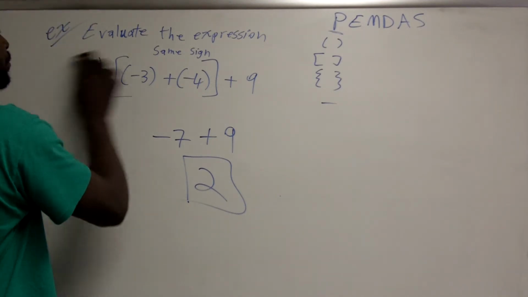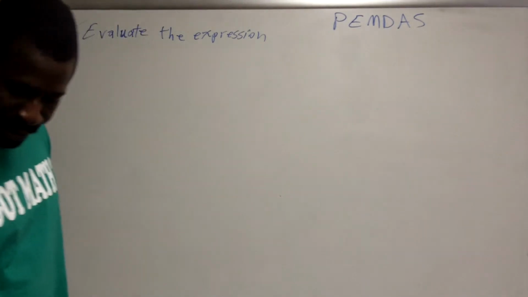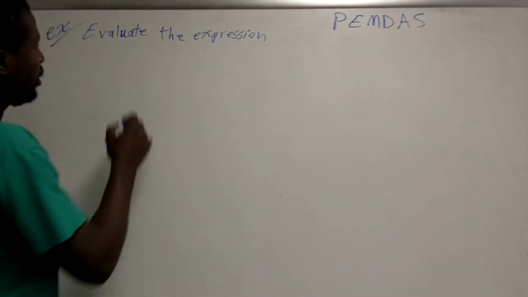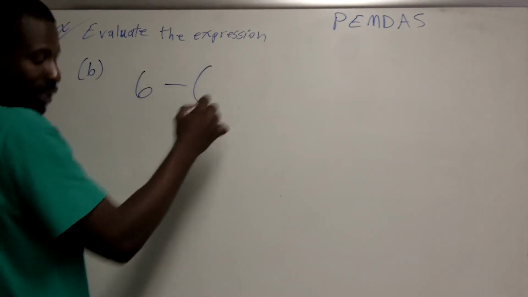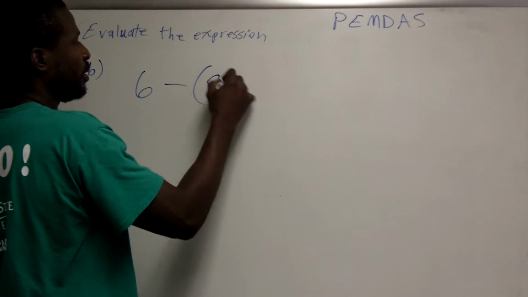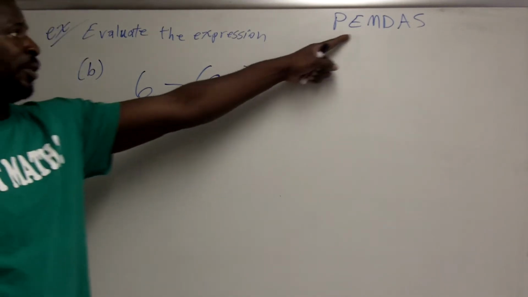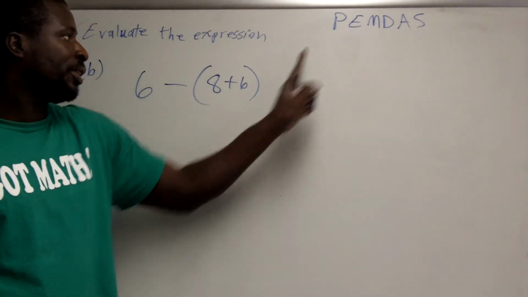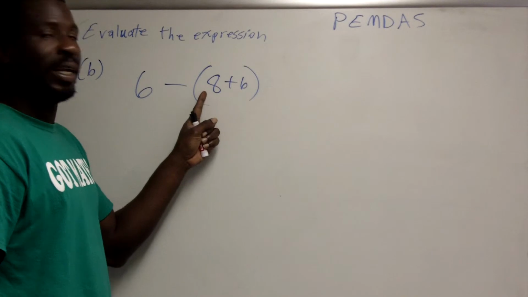All right, let's try another one. Okay, let's see. This is part B, let's try 6 minus 8 plus 6. Well, once again, we're following the order of operations, so we're going to do what's inside of the parentheses. Inside of the parentheses, I have a sum, an addition.